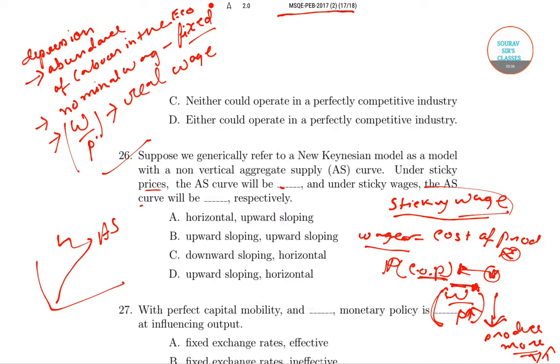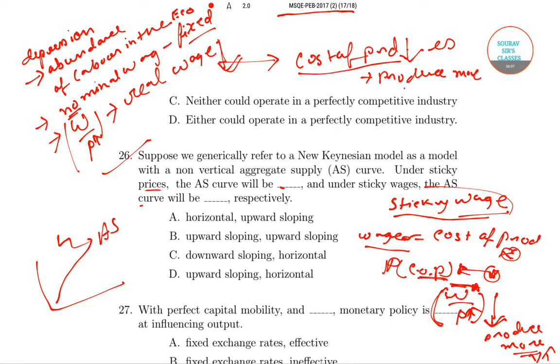Now suppose price increases. Given the nominal wage is constant, the real wage falls. Real wage is nothing but cost of production. So when the real wage falls, the cost of production falls, and producers are quite likely to produce more. So production increases, output increases. When price increases, output increases, so we get a positive relationship between price and output. So we say the AS curve, which states the relationship between Y and price, is positively sloped, that is, upward sloping. So in the case of the sticky price model, the AS curve is horizontal. In the case of sticky wage, the AS curve is upward sloping.